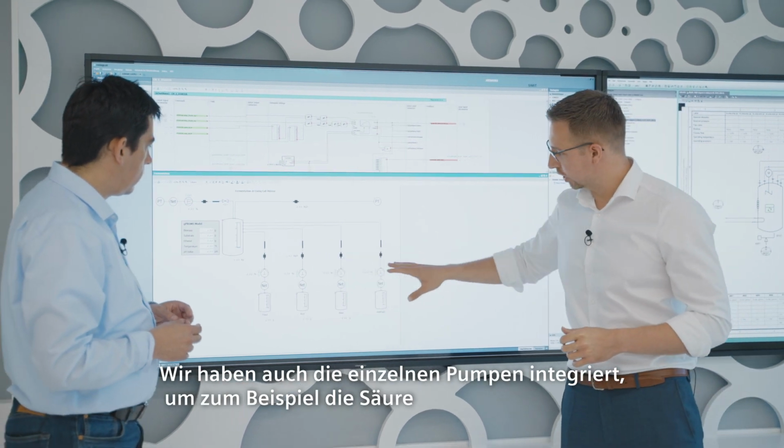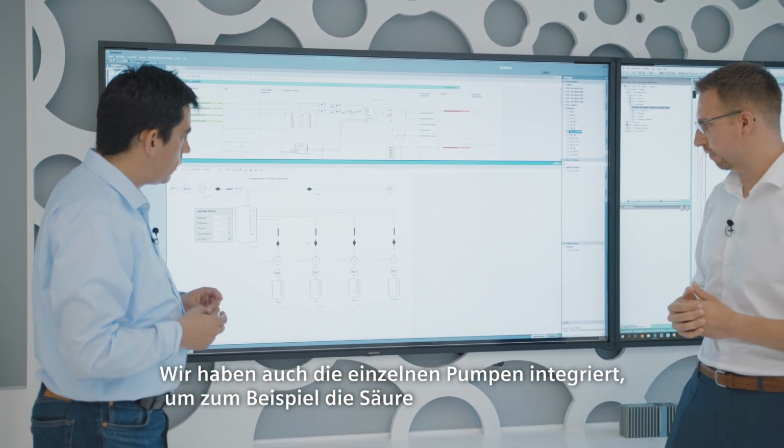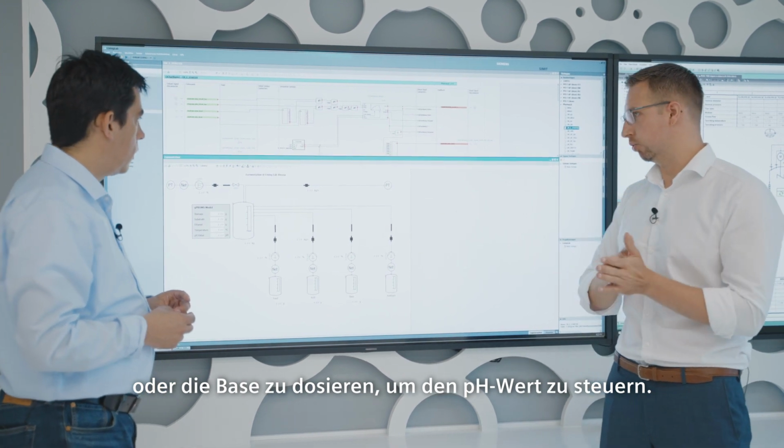And we have also integrated the individual pumps in order to dose something, for instance the acid or the base, in order to control the pH value.